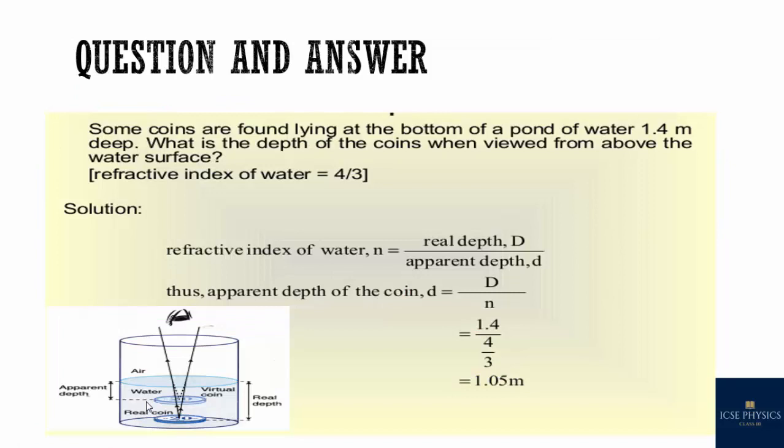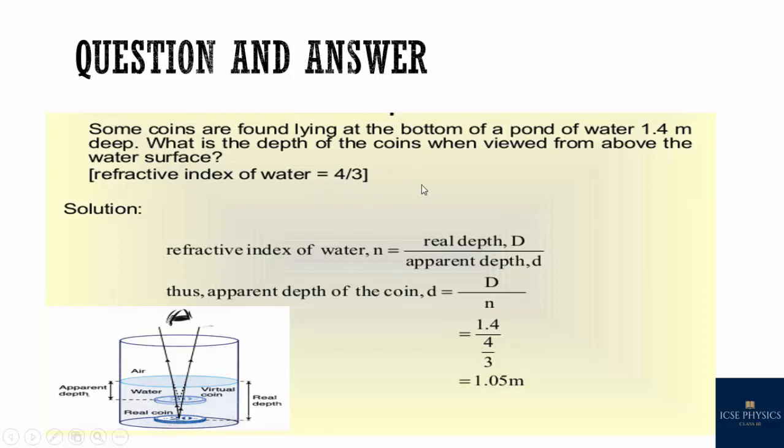Now let's do this simple question. Some coins are found lying at the bottom of a pond of water 1.4 meter deep. What is the depth of the coins when viewed from above the water surface? This is asking for apparent depth. The refractive index is given.